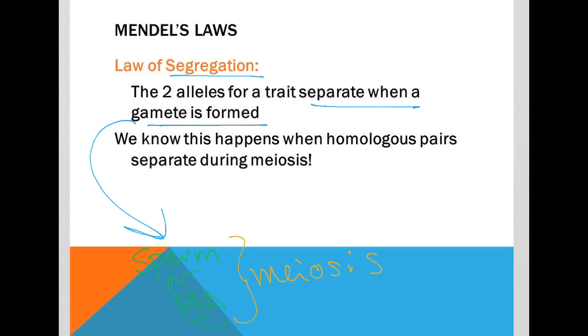Therefore, every gamete has only one copy of an allele, such that when two gametes come together and fuse to form a new child, they now have two, one from each parent. Again, Mendel didn't know this, but we know that this happens when homologous pairs separate during meiosis. We go from 2N to N during meiosis, diploid to haploid, and this haploid state allows us to get only one version of everything from our parents.